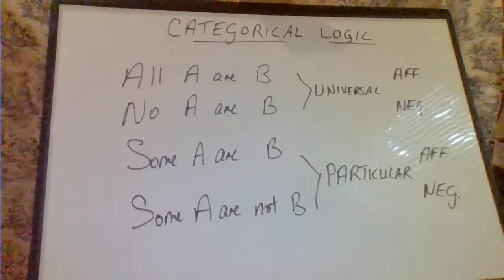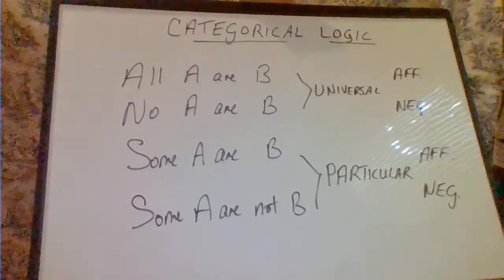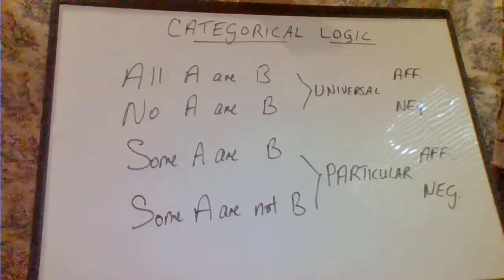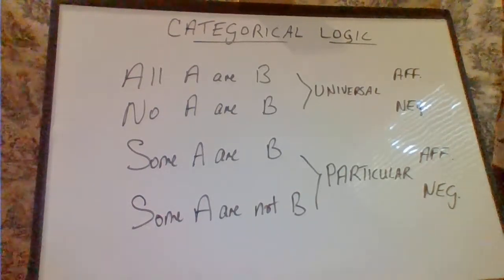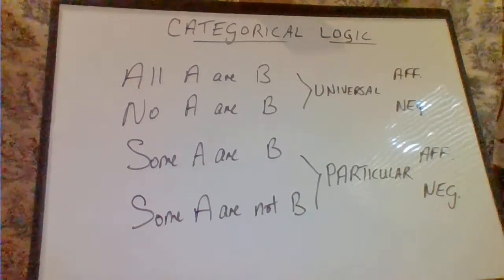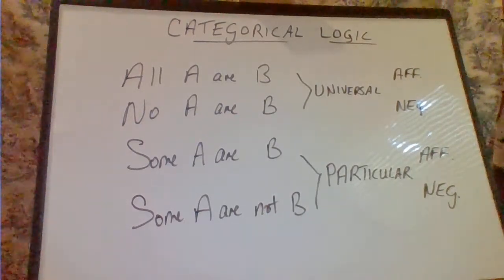The reason for that, very simply, is timing. The categorical logic was the first form of logic that was created by Aristotle about 2300 years ago, whereas the sentential or propositional logic is a much more recent invention. So I just like to take them in their historical order.